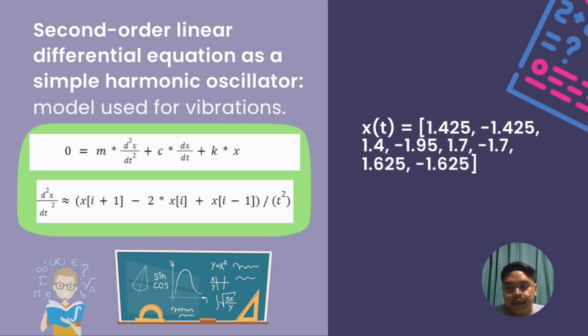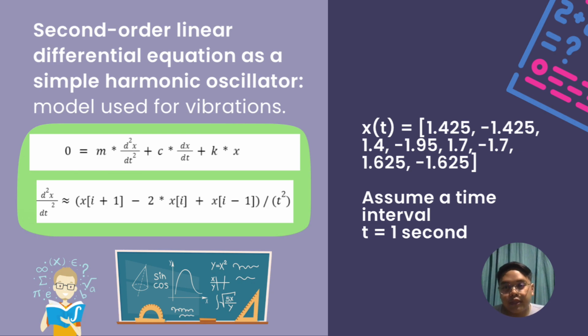We then applied the second order differential equation as a simple harmonic oscillator, where it represents the vibration as seen in the figure. Given the data gathered from the previous slide where we performed an inverse Haar wavelet transform, we assume a time interval of 1 second.